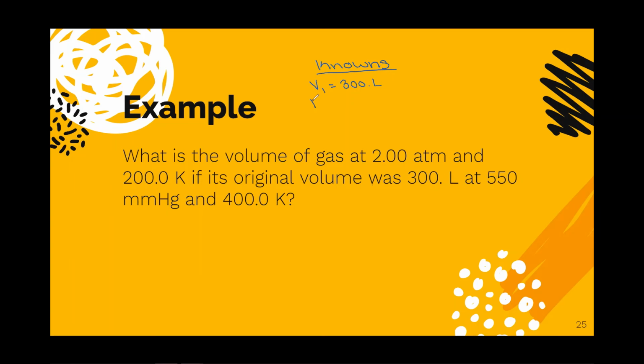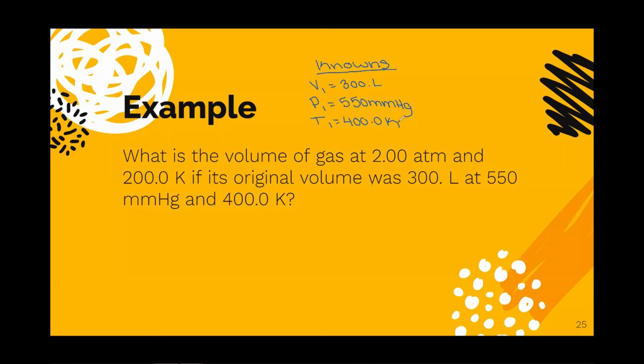We have P1 equals 550 millimeters of mercury. And we have T1, which equals 400 kelvins. All right.